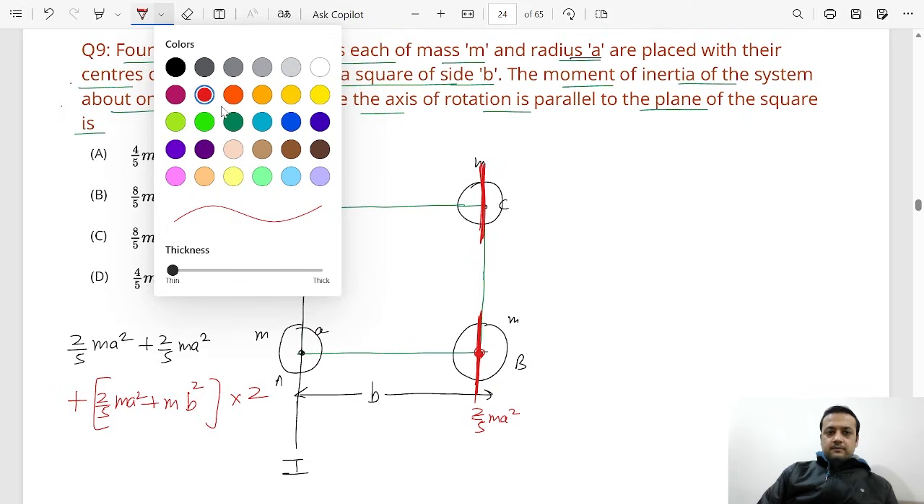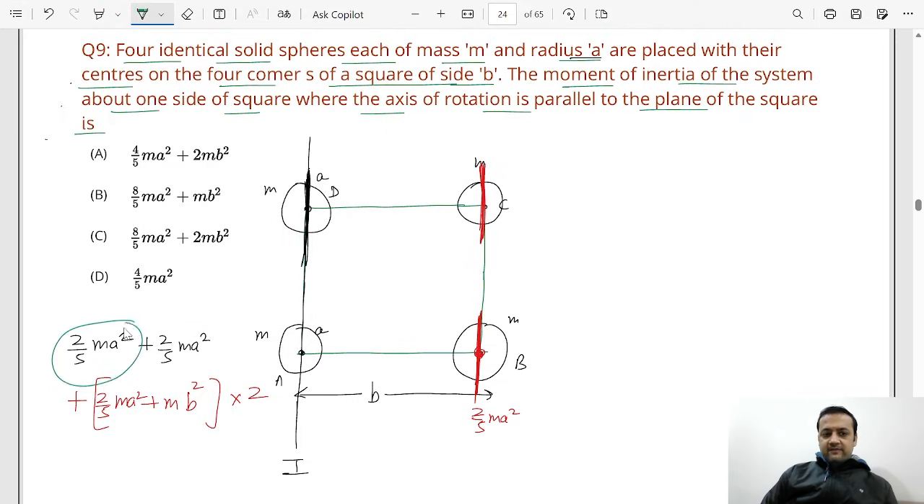So now if you add up, what are we getting? 2 by 5 ma square plus 2 by 5 ma square plus 2 by 5 ma square into 2. That means this will become 8 by 5 ma square. And then you will have an extra 2 mb square. So what will be the answer? 8 by 5 ma square plus 2 mb square. Cool.